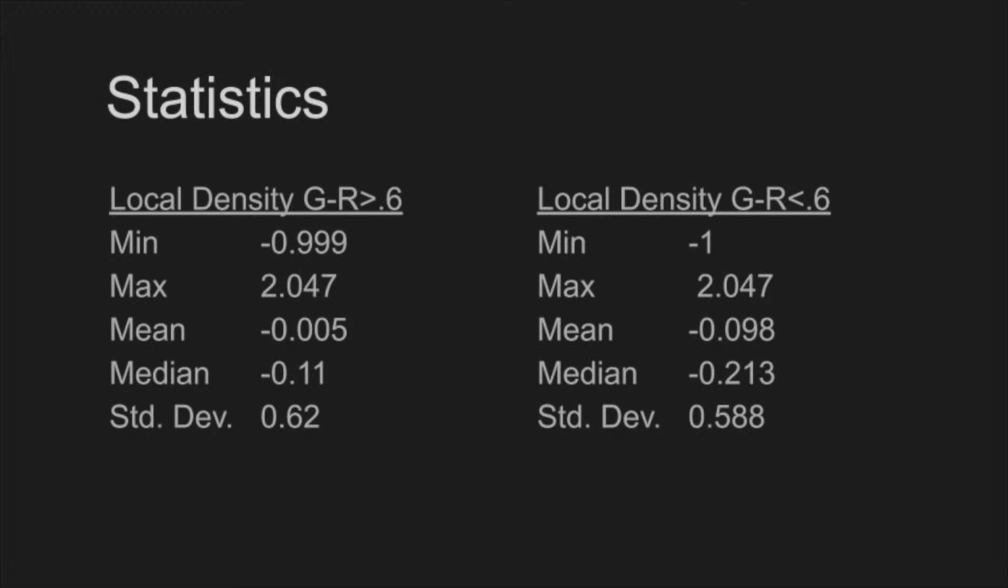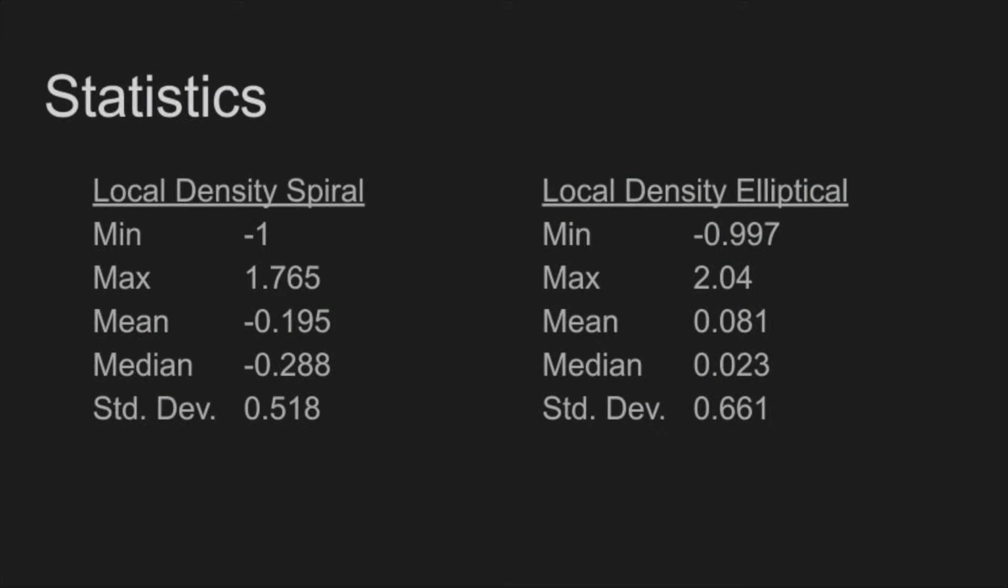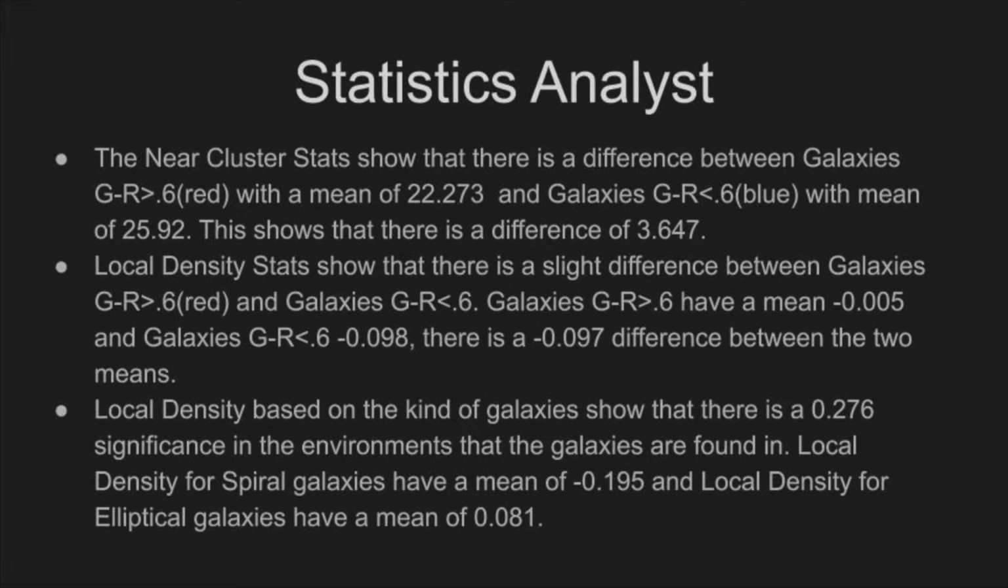We created and decided to use histograms for the data of the local density with G-R greater than 0.6 and local density G-R less than 0.6. These graphs show that there is a right-skewed correlation between local density and the color of galaxies. We also created histograms for data on local densities with ellipticals greater than 0.8 and local densities with spirals greater than 0.8. This showed that there is a right-skewed correlation between local densities and the kinds of galaxies.